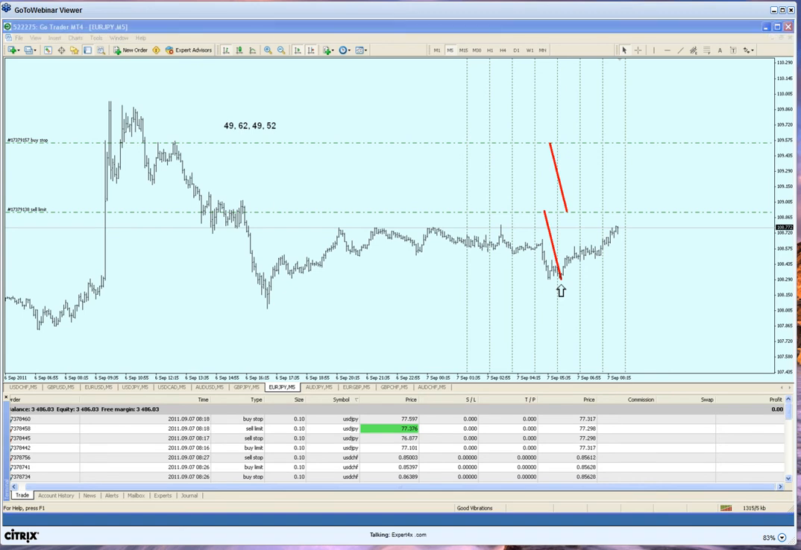Are you always using? Yes. So we use one-to-one risk return ratios.